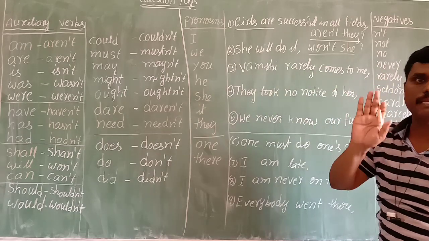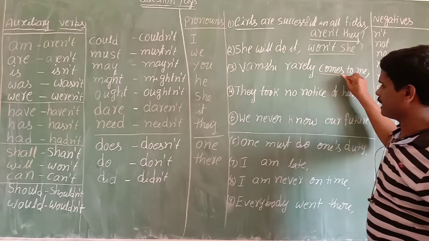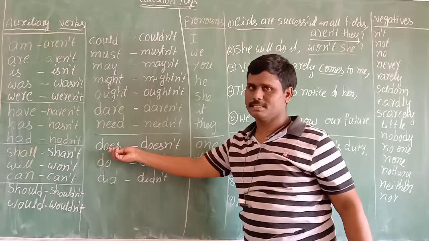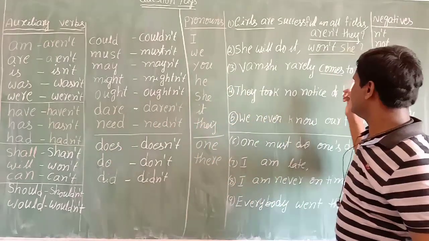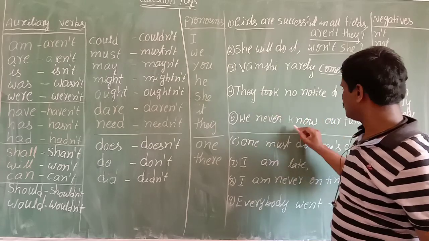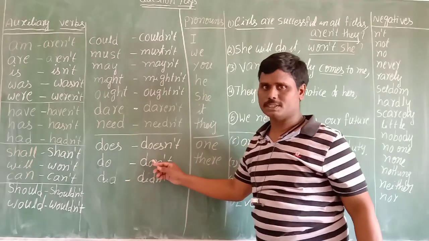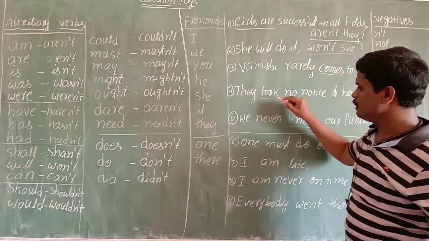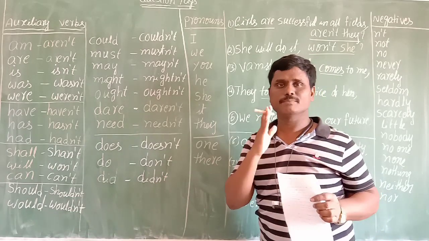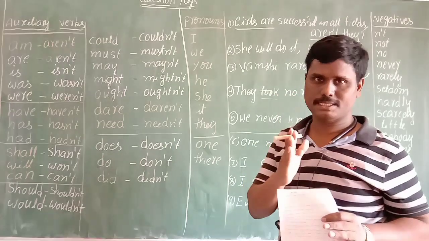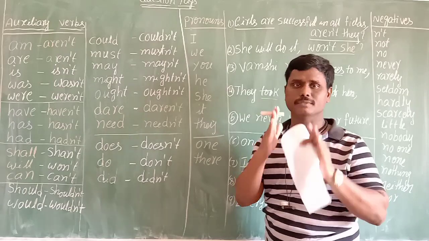When there is no helping verb in the given sentence, if the verb is verb 1s, we use does. If the verb is verb 1, we use do. Contraction means don't. If the verb is verb 2, we use did. So this is a very, very important concept. Only in simple present tense and simple past tense do we find sentences without a helping verb.